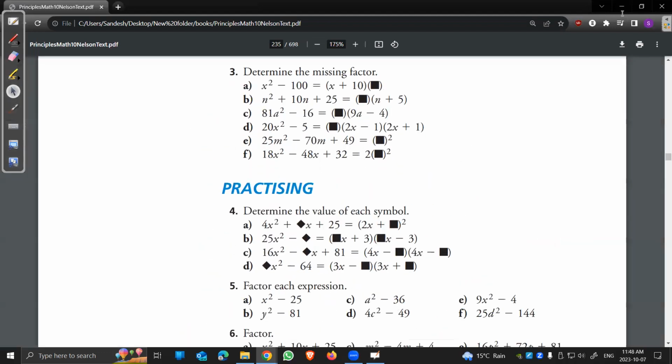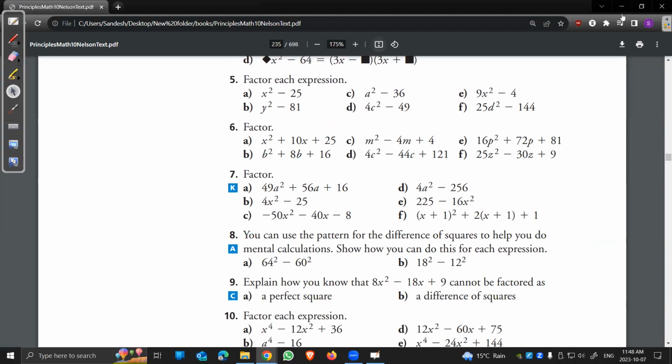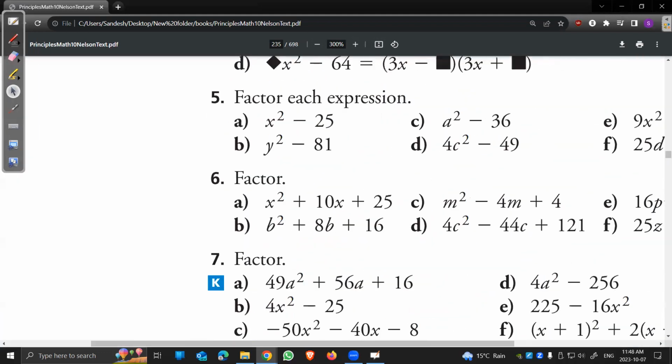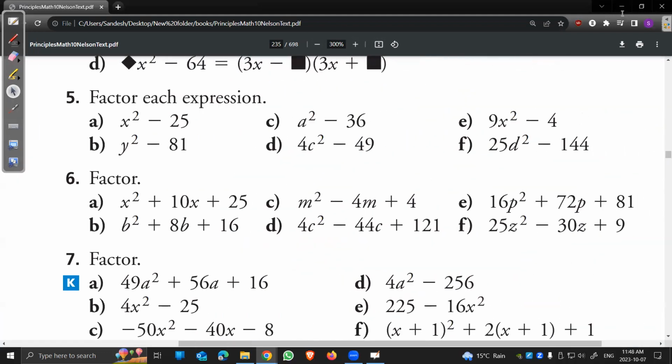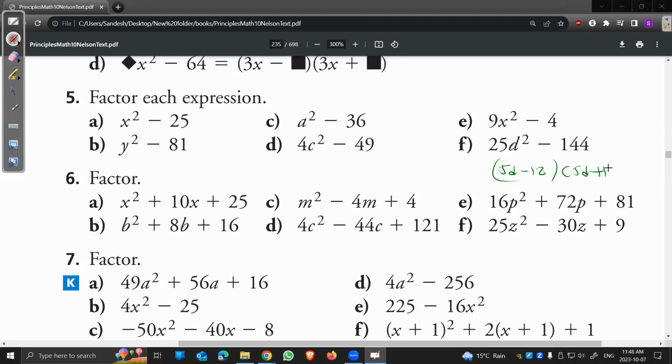I'm trying to find some interesting questions. Most of these are pretty simple. In fact, a lot of these are just one-step questions. Look at question 5. Everything there is a straight up one-step question. It's just a difference of squares. Like for example, the hardest one, F, is just 5d minus 12, 5d plus 12. E will be 3x minus 2, 3x plus 2, just like that.